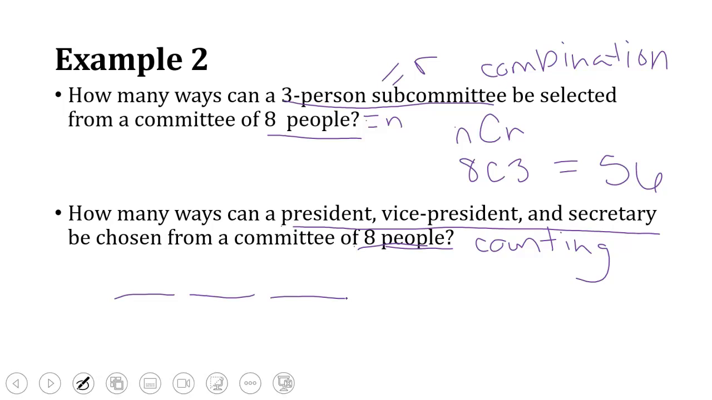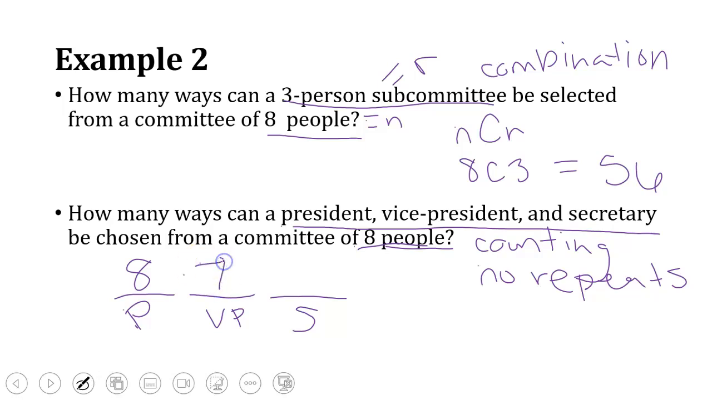So we do our 3 lines. No repeats, right? You can't be president and secretary. So how many people do we have? We have 8. If John is selected for president, he cannot be selected for the others. So how many are left? 7. If Susie and John were selected, can they be secretary? No. So how many are left? 6. So when we multiply all together, you get 336.